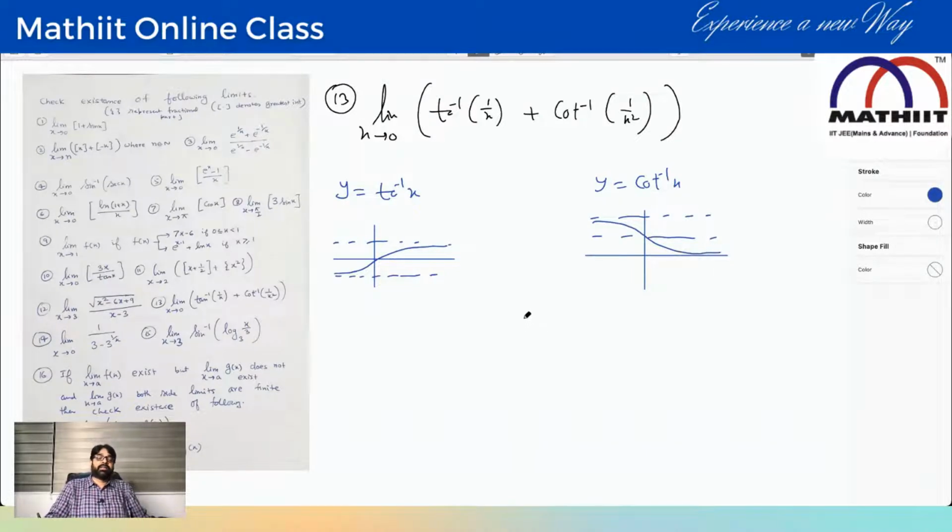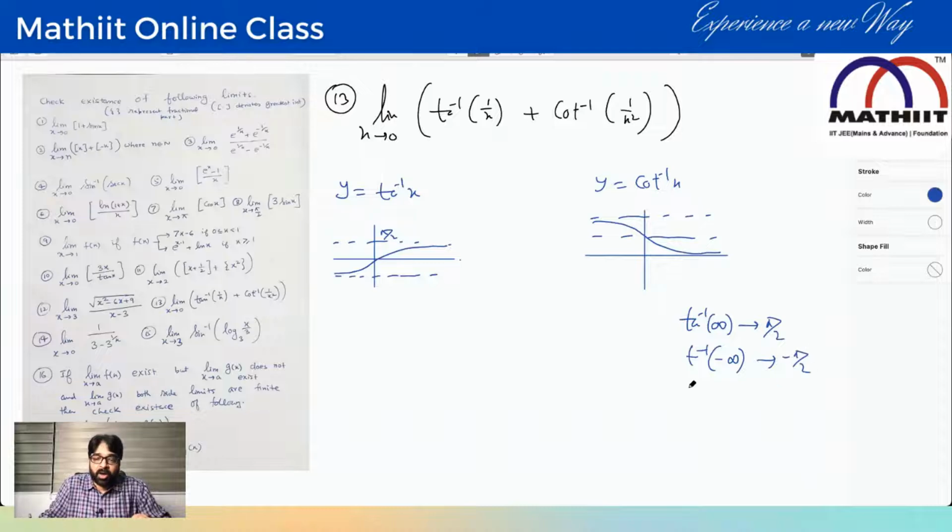So if anybody asks, tan inverse infinity will approach towards pi by 2. Tan inverse minus infinity will approach towards minus pi by 2. Cot inverse infinity, if you go, approaches towards 0. And cot inverse minus infinity will approach towards pi. Everything about inverse graphs, I already taught you the graph method very clearly. You should keep in mind.